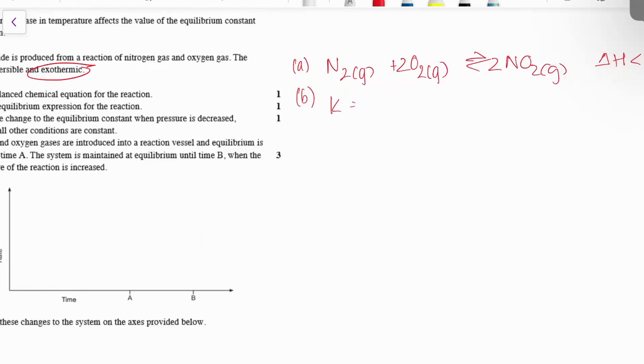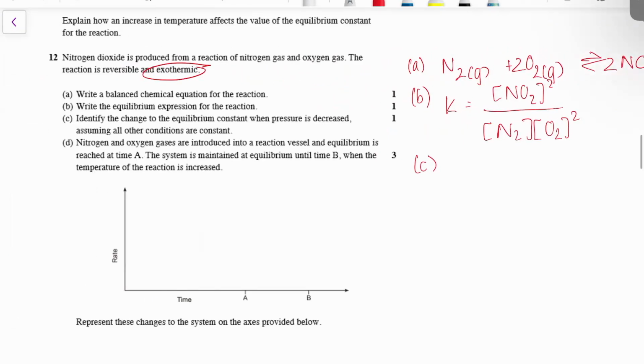Part B, write the equilibrium expression for the reaction. What's the equilibrium expression? NO2 squared over N2 and then O2 squared. Yes. And then part C, identify the change to the equilibrium constant when pressure is decreased, assuming all other conditions are constant. This only asks you to identify the change, so we don't have to talk about LCP, but we'll make the notes anyway, because you can't really identify the change without talking about it.